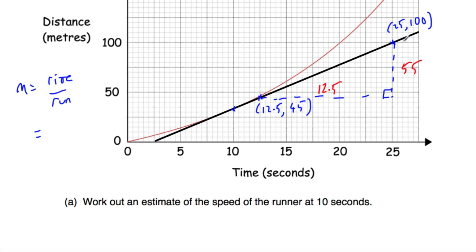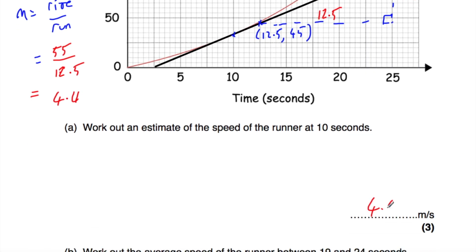And again, just to mention that you may have chosen different points on your tangent. So obviously here you may have different values for your run and your rise, but hopefully whenever you do the rise divided by the run, your answer will be pretty close to what I get. So we're going to do the rise, which is 55, divided by the run, which is 12.5. And when we do 55 divided by 12.5, let's see what we get. 55 divided by 12.5 is equal to 4.4. In terms of the units, we're doing meters divided by seconds, that's meters per second. So that means the speed of the runner at 10 seconds is 4.4 meters per second. And that's it. And then part B.